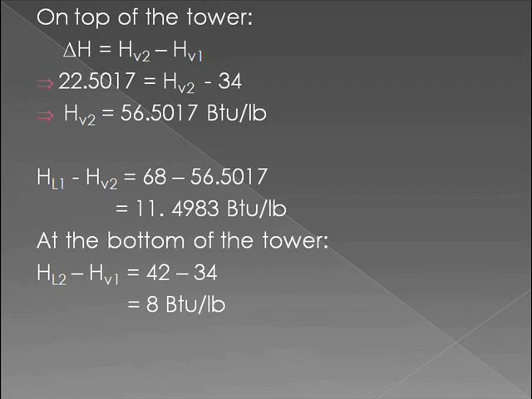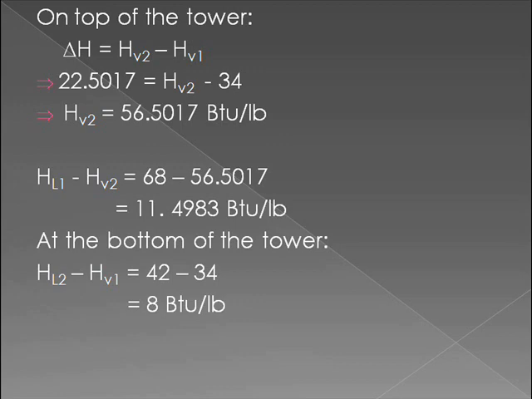Delta H is equal to HV2 minus HV1. Since we are already given the delta H value equal to 22.5017 and the HV1 value equal to 34, we could get the value of HV2, and it is equal to 56.5017 BTU per pound. So on top of the tower, we have HL1 minus HV2 equal to 68 minus 56.5017 equal to 11.4983 BTU per pound.